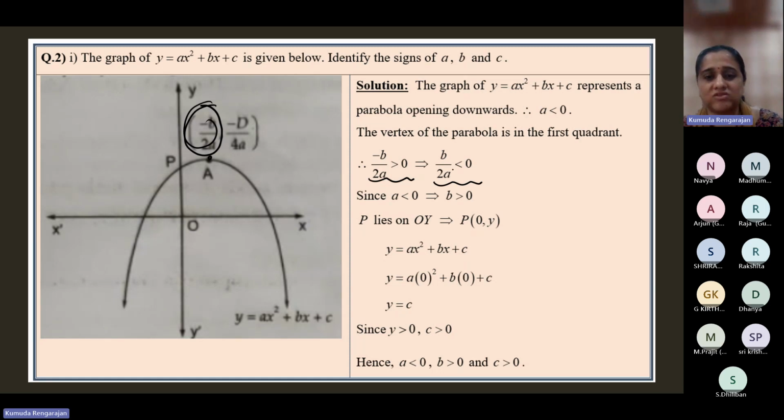Now, if this whole thing has to be negative, B and A should carry opposite signs. A is negative, so B has to be positive. And for C, we find from the coordinates of P. Give x equal to 0 and we get y equal to C. Since y lies on the positive direction of the y-axis, y is positive and hence C is positive.